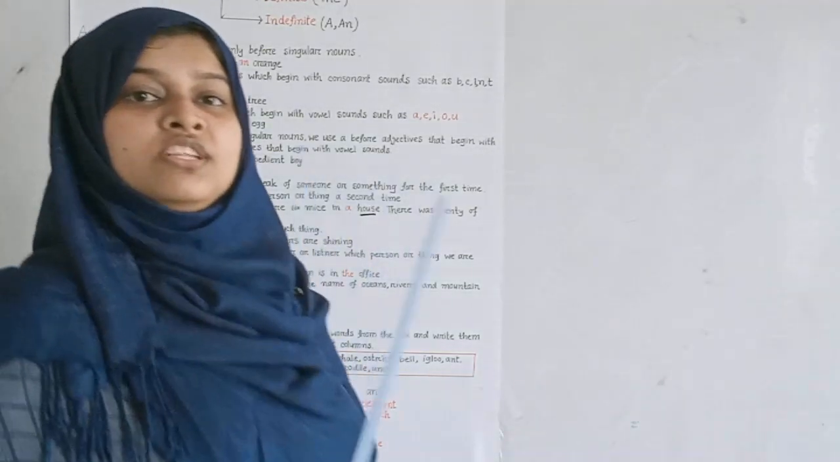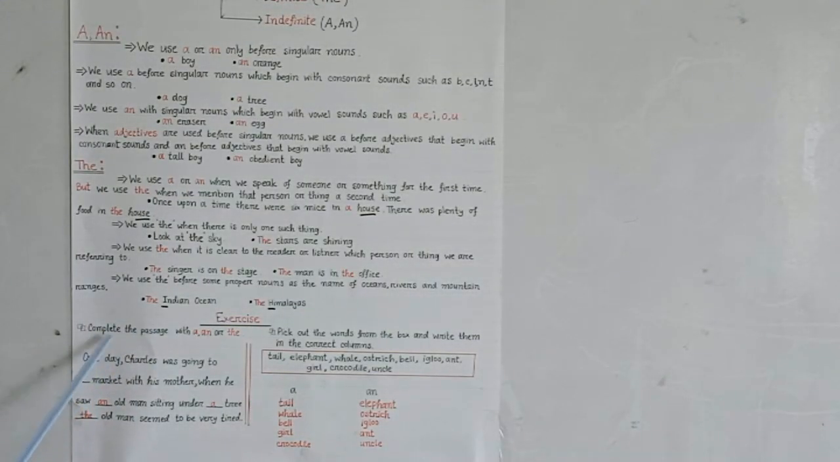Dear students, now we'll do some exercise for your better understanding. Let's start. Complete the passage with a, an, or the. One day, Charles was going to dash market with his mother. Look, market. The word market starts with M. M is vowel or consonant? Yes, it's consonant. So you have to use a. So Charles was going to a market with his mother.